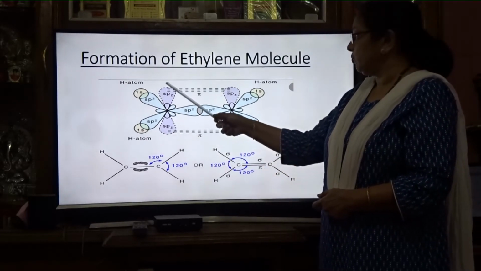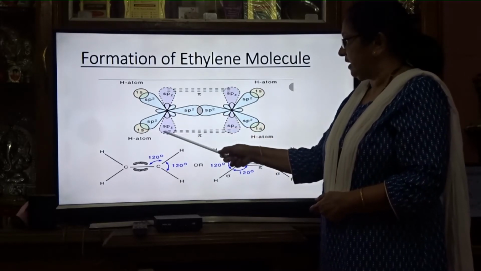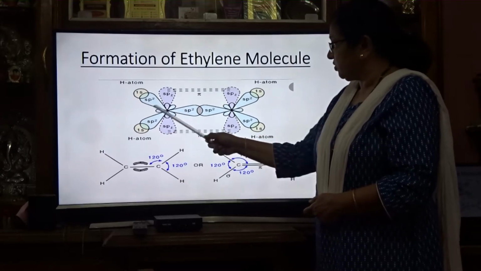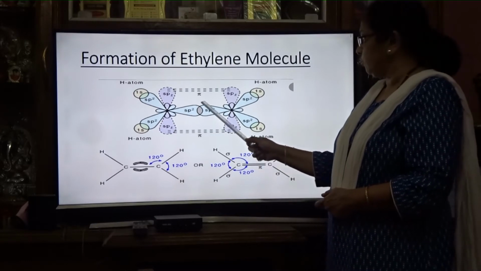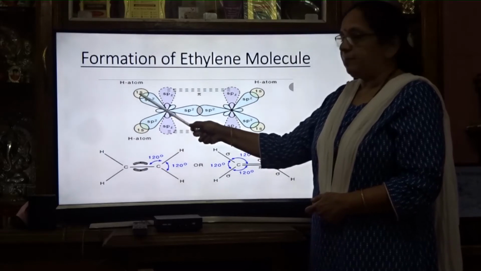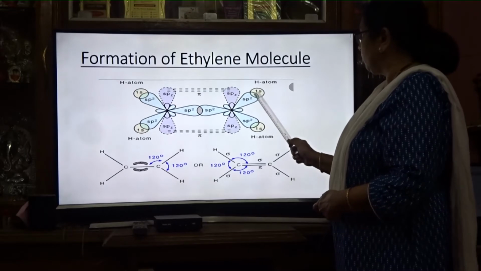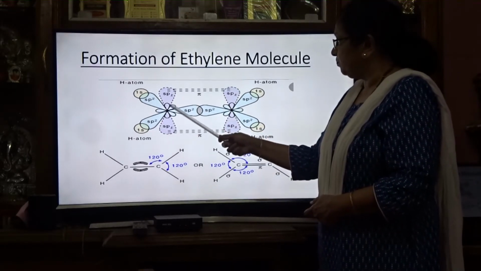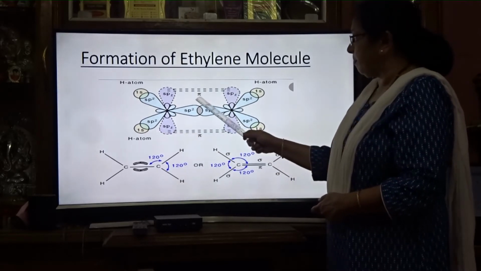We are showing the 2pz orbitals. The shape is somewhat different, and it is shown with dotted lines. So there are 3 sp2 orbitals on each carbon. The overlap of sp2 and sp2 takes place to form a sigma bond. These are sigma bonds, and by the overlap of the 2pz atomic orbitals, a pi bond is formed.